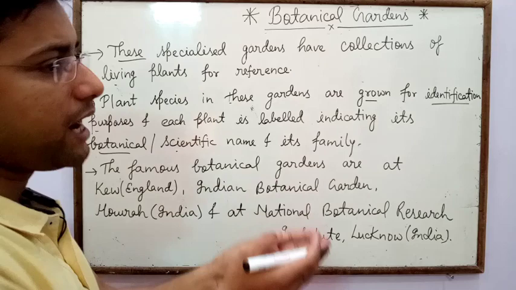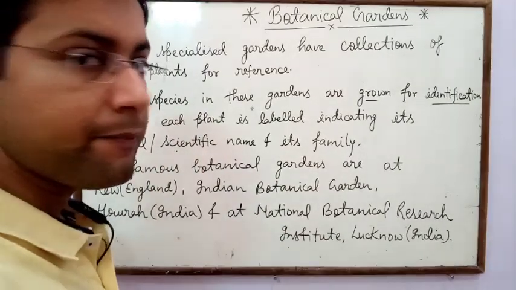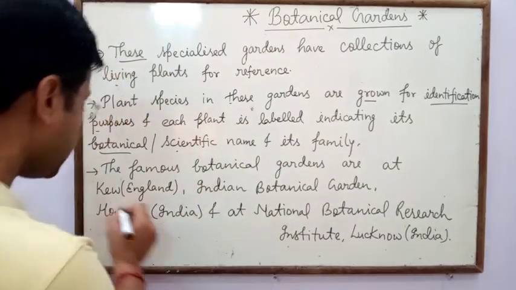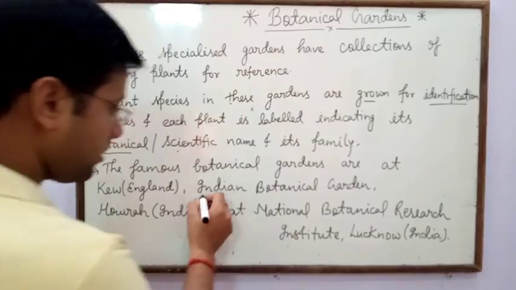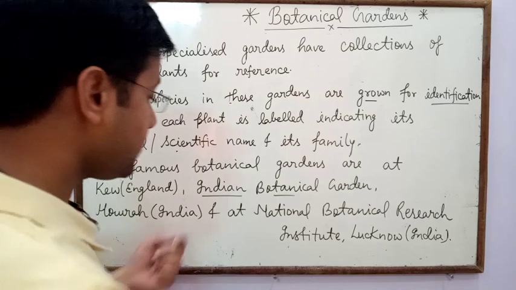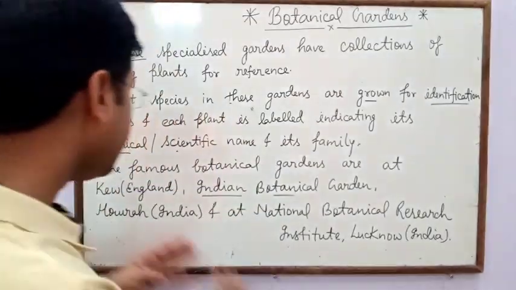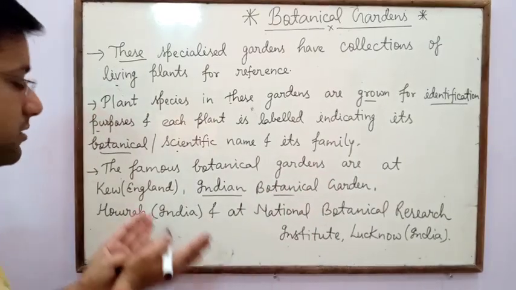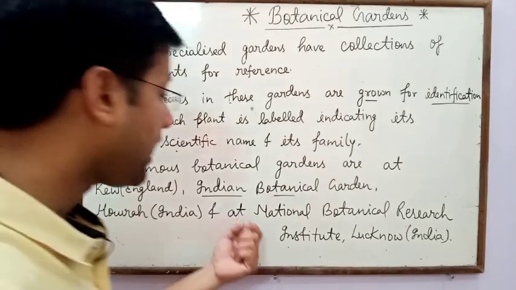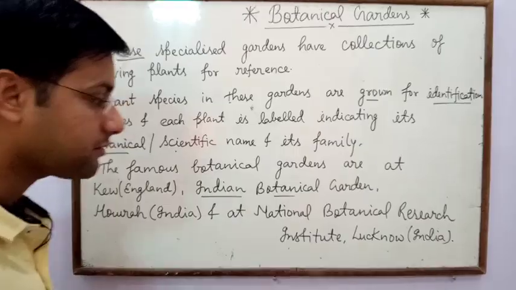Botanical name means for plants the scientific name is called the botanical name, and for animals it is called the zoological name. The famous botanical gardens are at Kew in England, the Indian Botanical Garden, Howrah, India, and the National Botanical Research Institute, Lucknow, India.